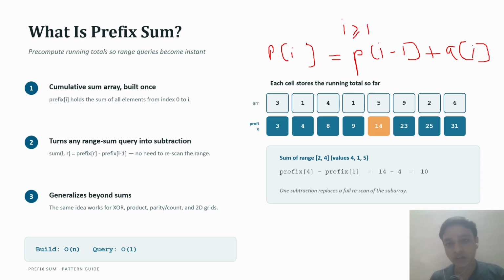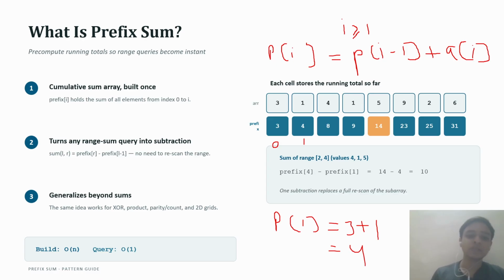As you can see, if I want to calculate the prefix sum of index 1, then I have to put 1 here. Then P of 1 is equal to P of I minus 1, which is P of 0. What is P of 0 here? It is 3. It is already written from the array. And we have to add the current element of the array, which is 1. So 3 plus 1, which is 4. So that's how we calculate, or you can say pre-populate, the prefix array.